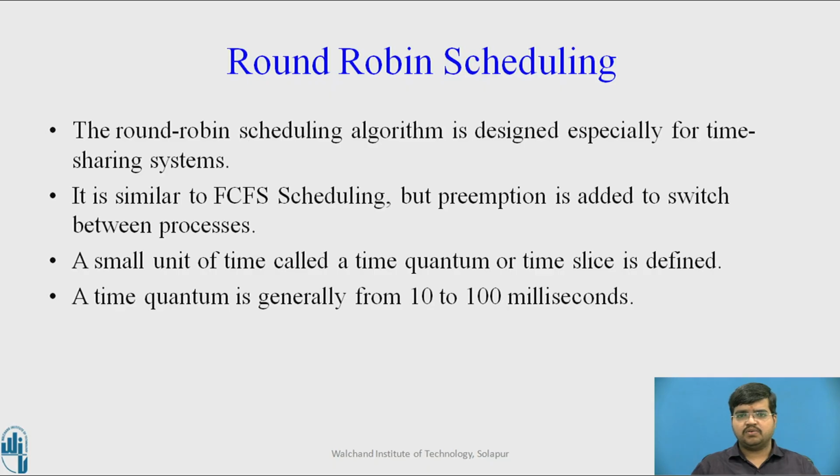Let's start with round robin scheduling. The round robin scheduling algorithm is designed especially for time sharing systems. It is similar to FCFS scheduling, but preemption is added to switch between processes. A small unit of time called a time quantum or a time slice is defined. Time quantum is generally from 10 to 100 milliseconds.